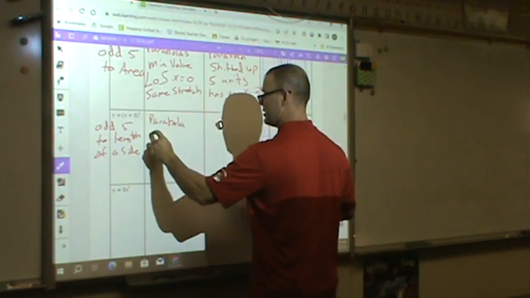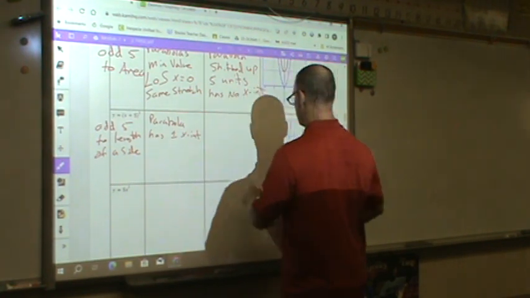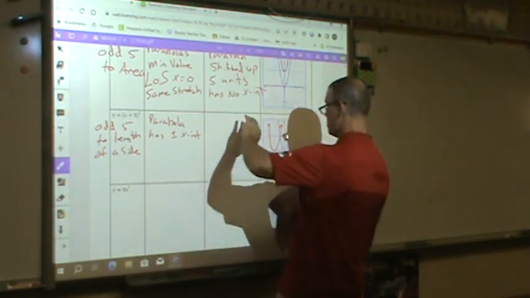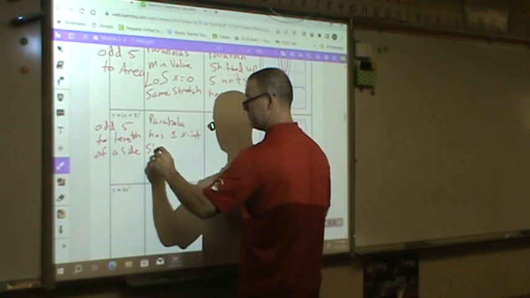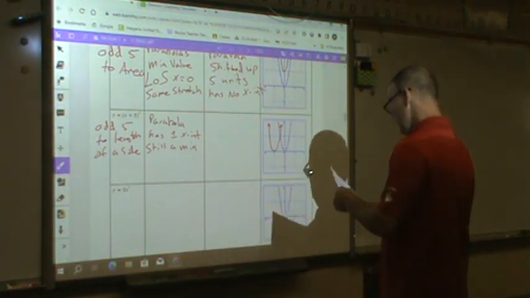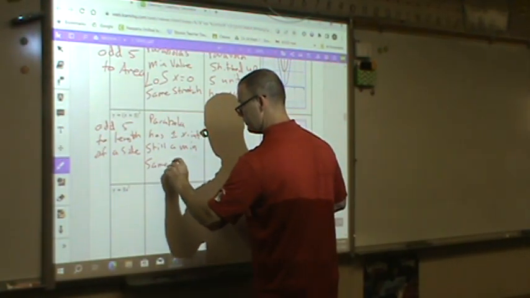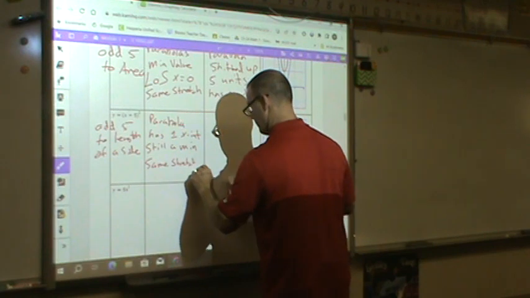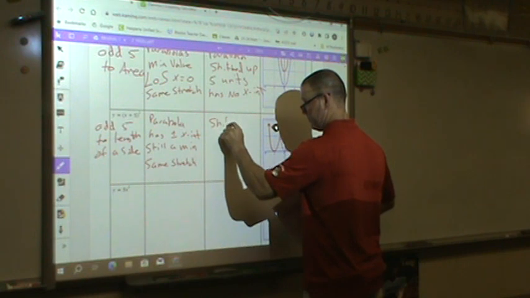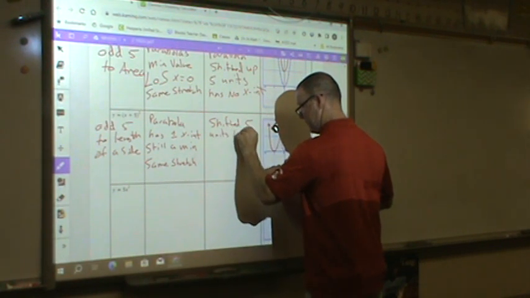It still has one x-intercept, just like the parent function does. It's still a minimum because you're still coming down and going up. Okay, so still a minimum value. It did not stretch or shrink at all. Right? What's different about it? Well, gee, it shifted 5 units left.